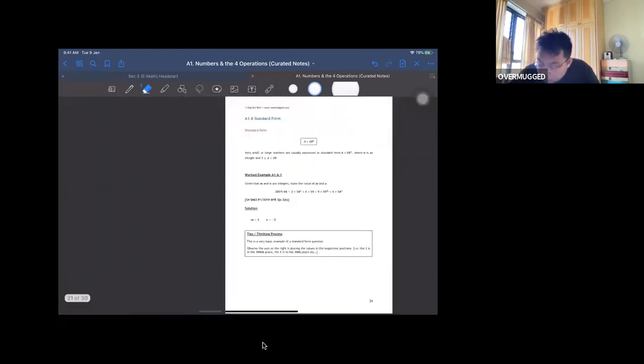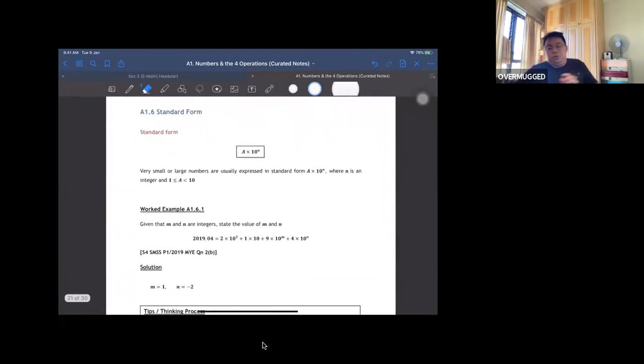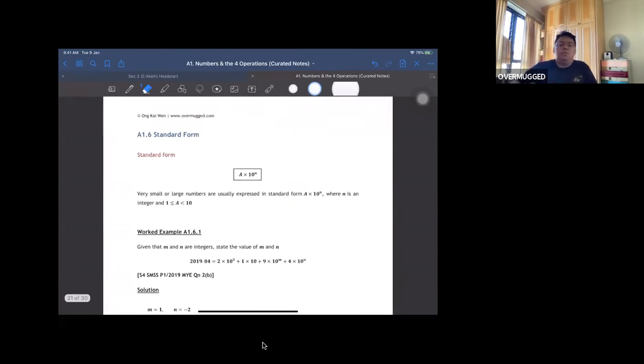Okay, now we go on into the topics that are a little bit more Sec 3, Sec 4 stuff, which is standard form and indices. I start off with the easier one, which is standard form. So standard form looks like this.